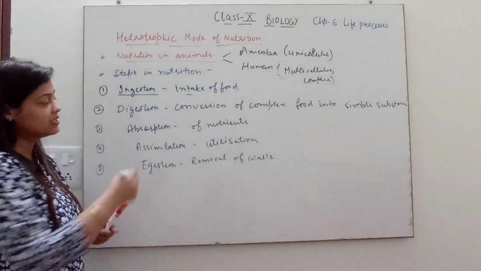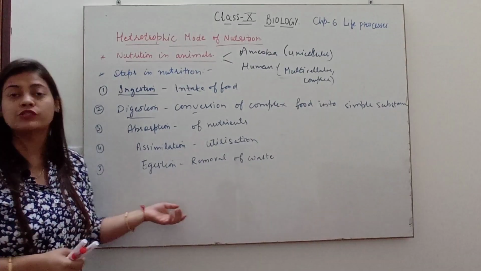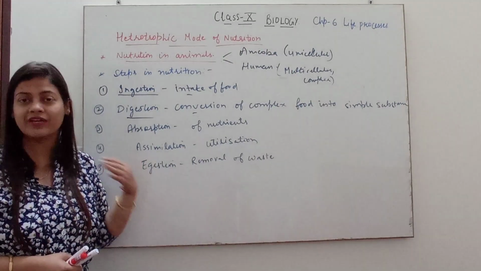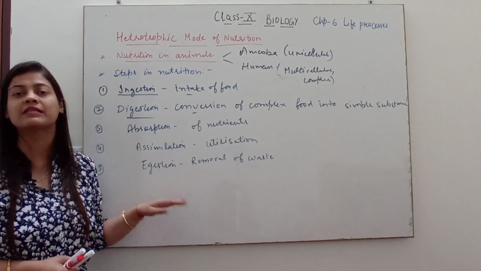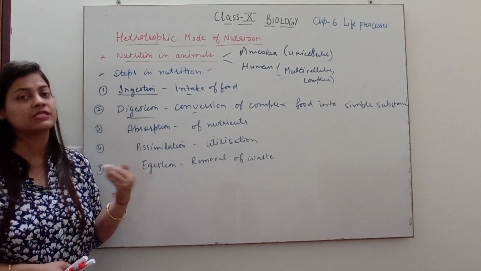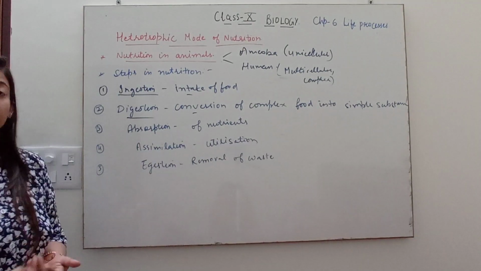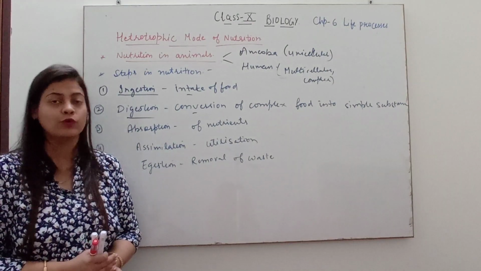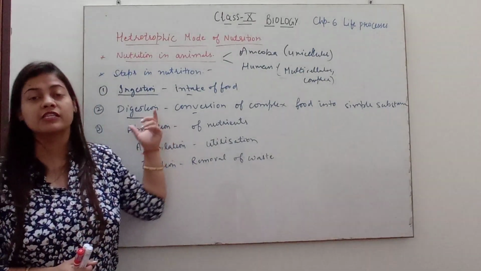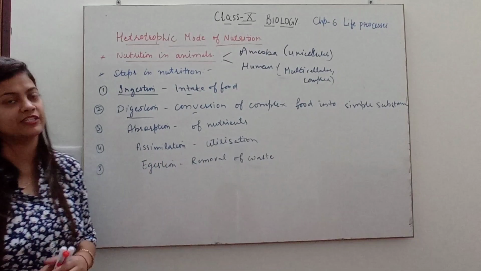Next is digestion. Digestion is the conversion of complex food into simpler substances. Because whenever any organism takes food, it is not in the simple form, it is in the complex form. It has to be first converted into the simplest form. Like if you talk about human, ultimately we have to convert food into glucose, right? So this process of conversion of complex food into simpler substances is called digestion.